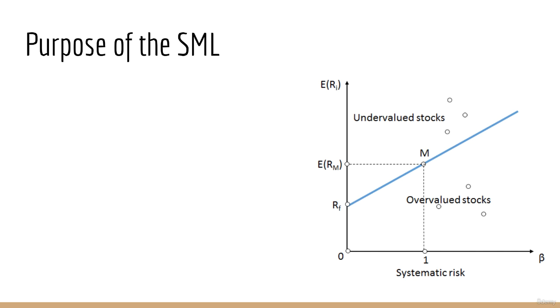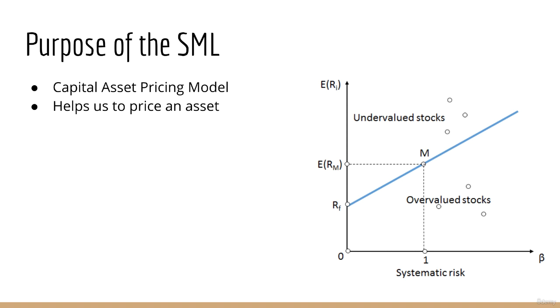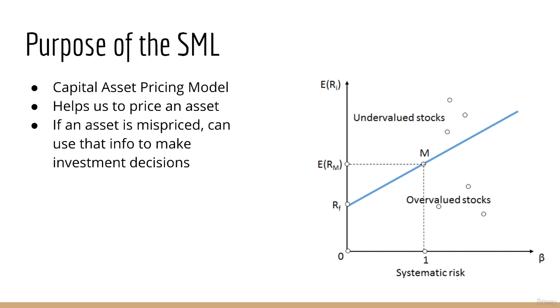So what is the purpose of the security market line and the CAPM? If we look very carefully at the name of this model, it's called the capital asset pricing model. That is to say, it's a model that helps us to price an asset. In other words, we can estimate, under the assumptions of this model, what the price of an asset should be. If we find that an asset is mispriced, investors can use these signals in order to make investment decisions. If an asset is undervalued, that would be a signal to buy. This assumes that the market will eventually correct itself so that the asset goes to its correct price. If an asset is overvalued, that would be a signal to sell.